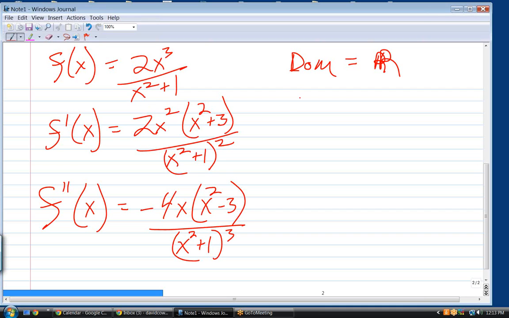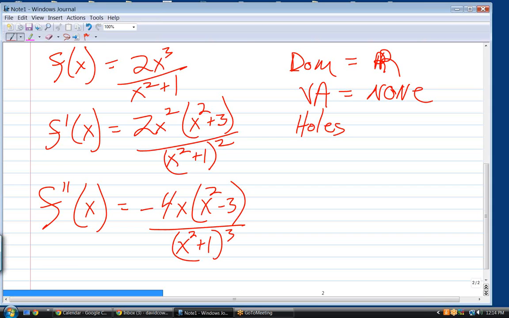Vertical asymptote. Okay. None, for the same reason. What else? Then holes. The only way you get holes is if you can cancel something from the numerator and the denominator to simplify it.